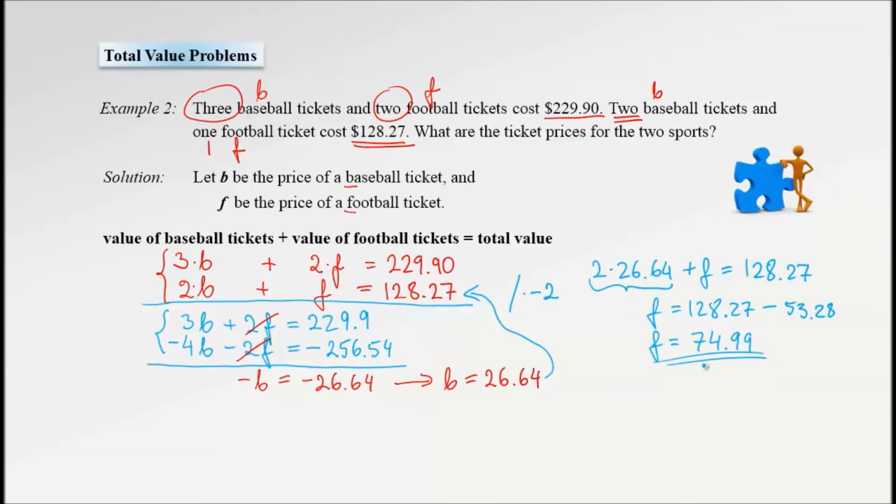And what does this mean? Well, that means that $74.99 is the price of 1 football ticket. We're ready to give the final answer. A baseball ticket costs, baseball, we're looking at B, $26.64, and the football ticket costs $74.99. And we're done.